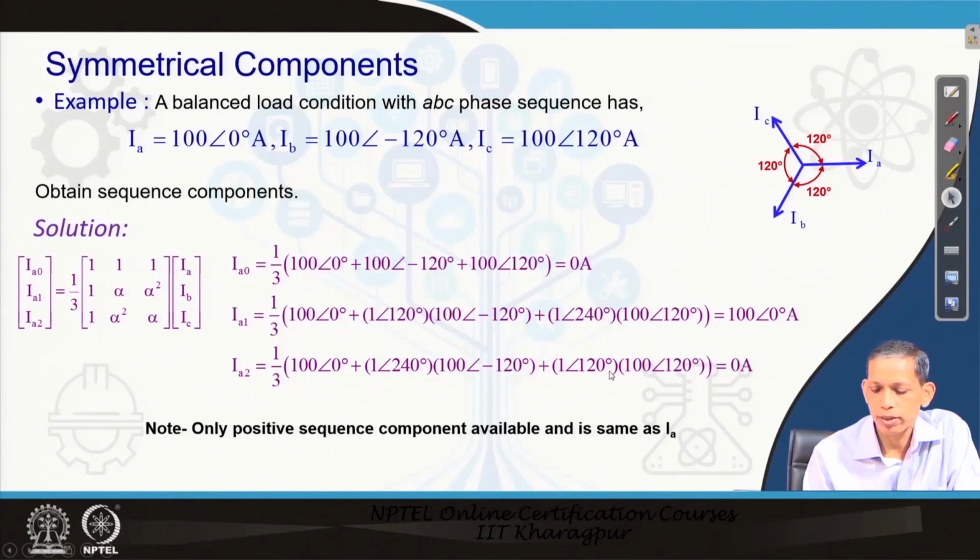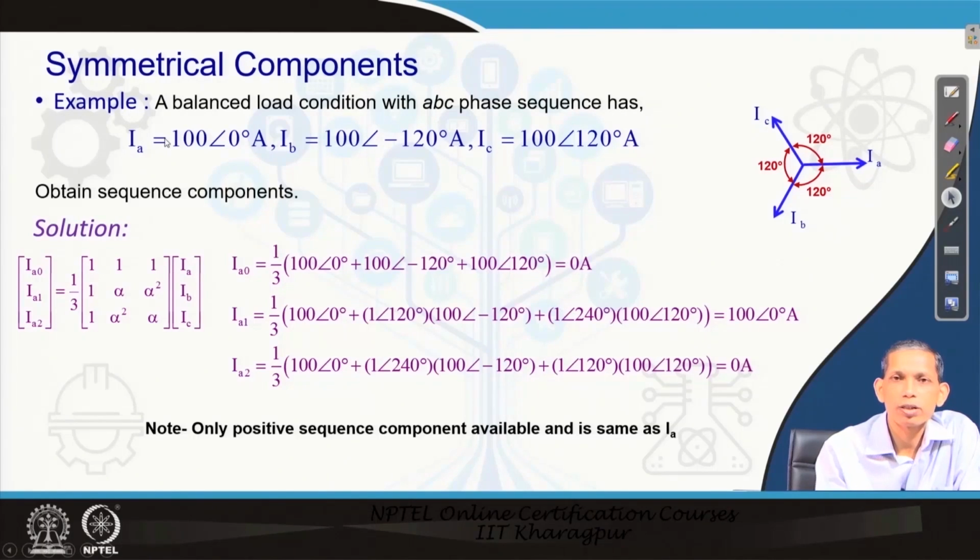So, what we say from this is that the zero sequence component and the negative sequence component vanish, they are not available, whereas the positive sequence component is the same as the IA phasor. So, what you conclude from this observation is that for a balanced condition only the positive sequence component remains and the other two are not available.